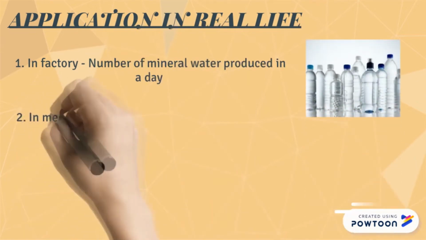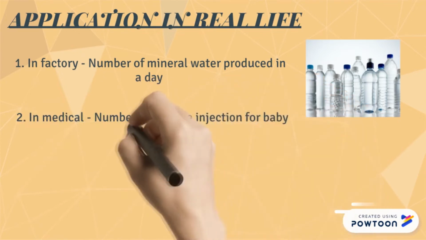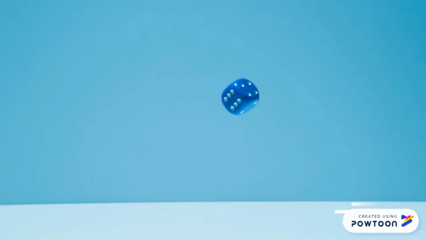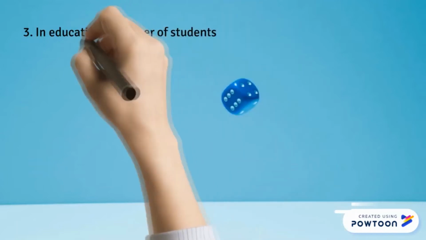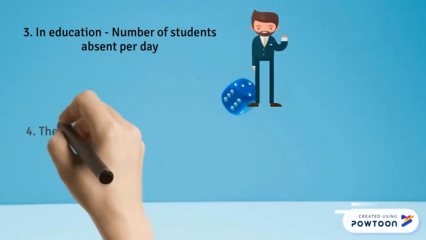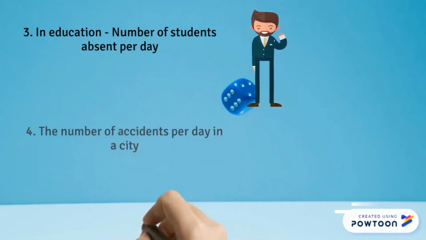Second, in medical, the number of vaccine injections for babies per week. The next one is in education, the number of students absent per day. And lastly, the number of accidents per day in a city.